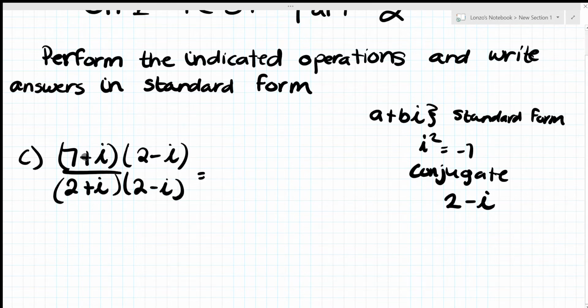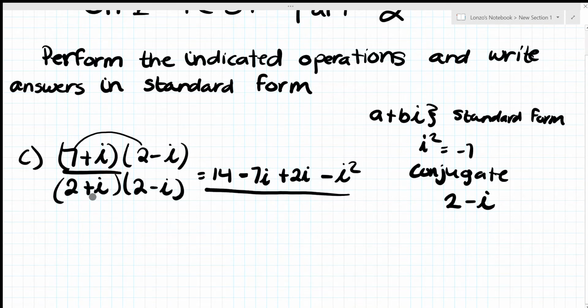Let's fix the numerator. So 7 plus i times 2 minus i. It's not a perfect square, so you just got to FOIL it out. 7 times 2 is 14. 7 times -i is -7i. i times 2 is positive 2i. i times negative i is negative i squared. And then let's do the denominator. This is a perfect square, so it's 2 squared minus i squared, because my a is 2 and my b is i.